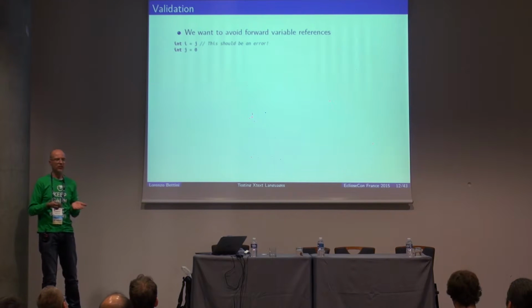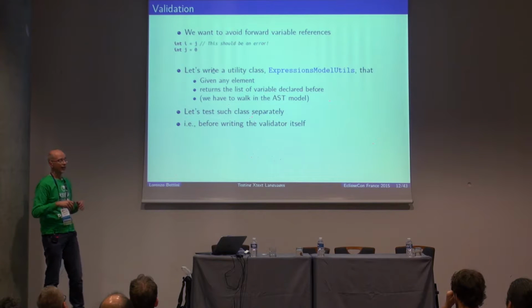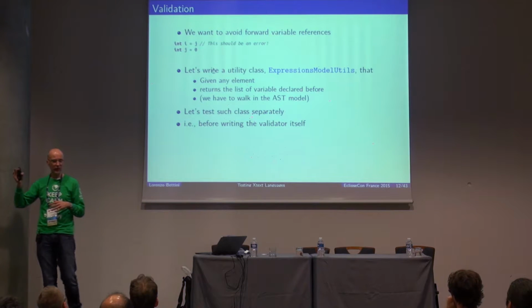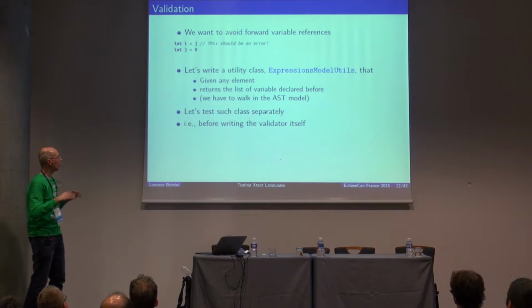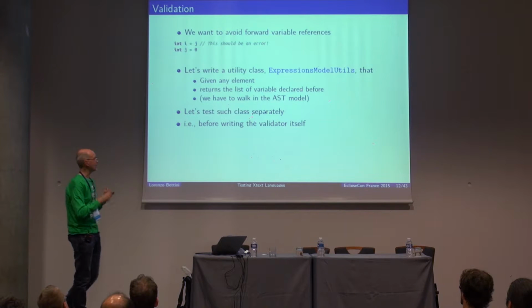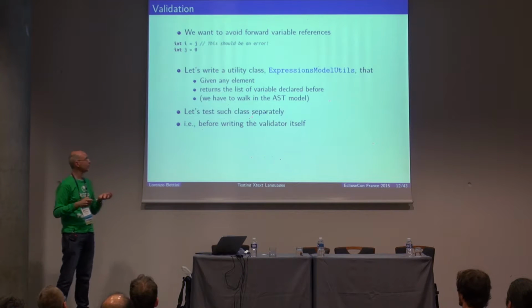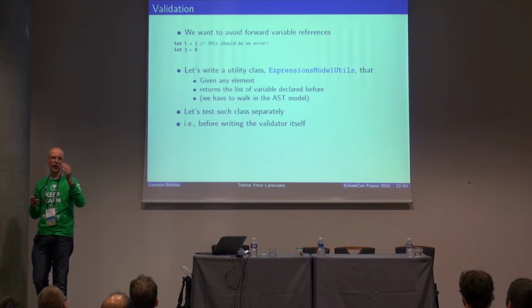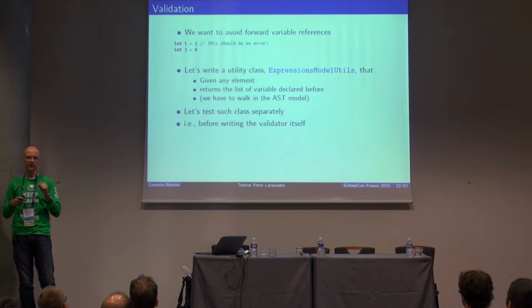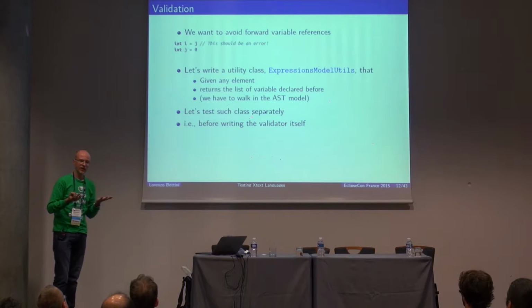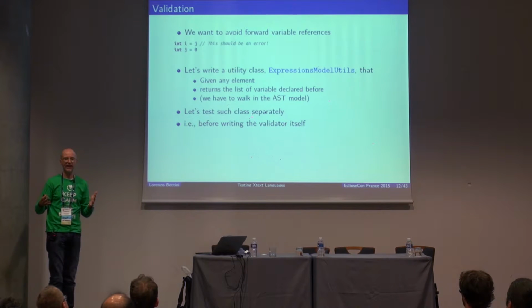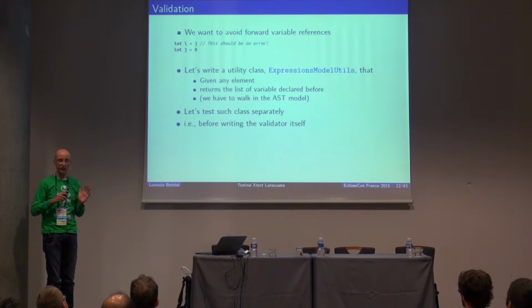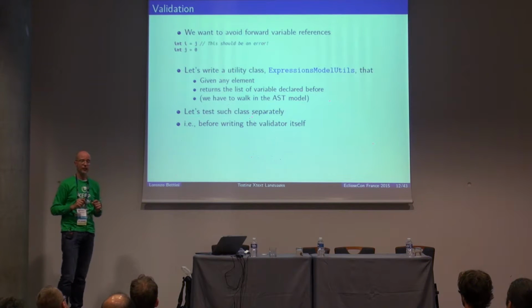What I would suggest to do is to write a separate model util class that only performs this specific task. So given any expression, it returns the list of variables defined before that expression in the program, okay? I know it seems easy. I mean, it just walks the AST, but even in this simple case, it's not that easy to get it right the first time, okay? You may want to try that. There are a few exceptions.